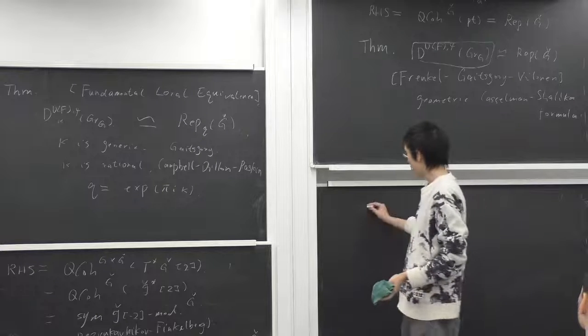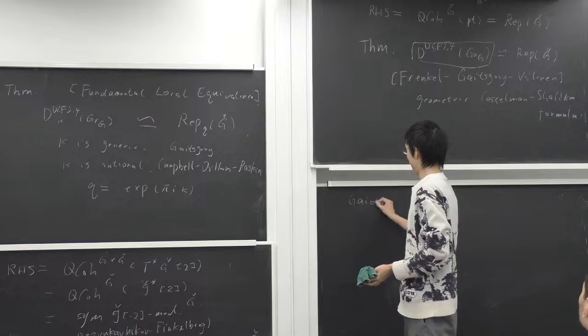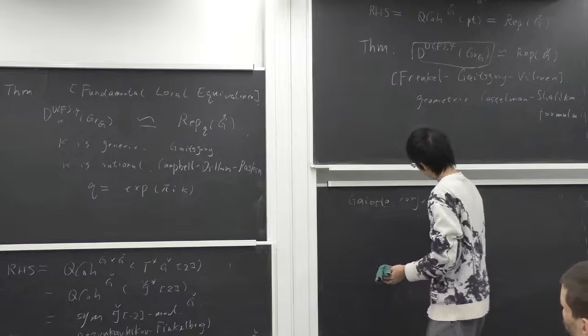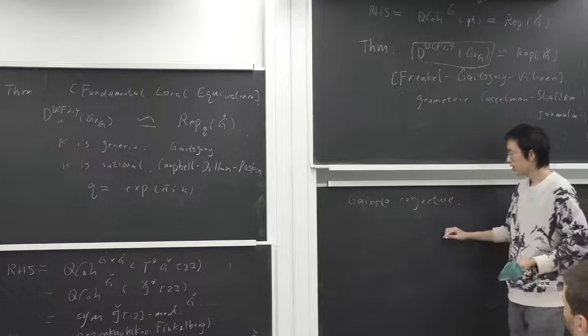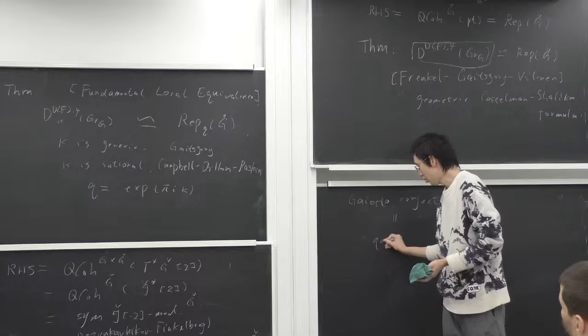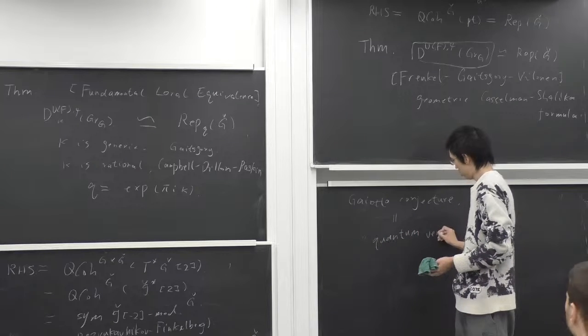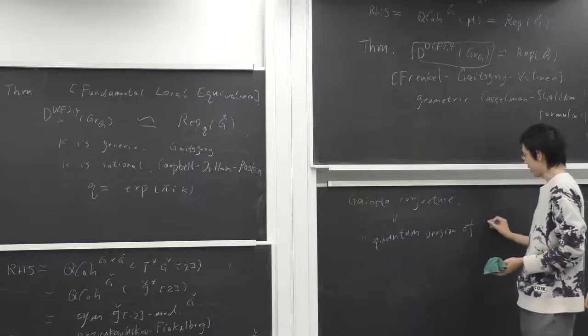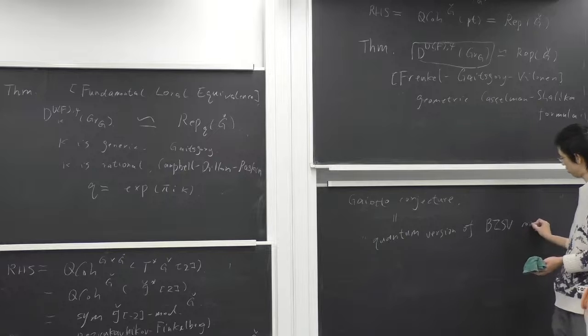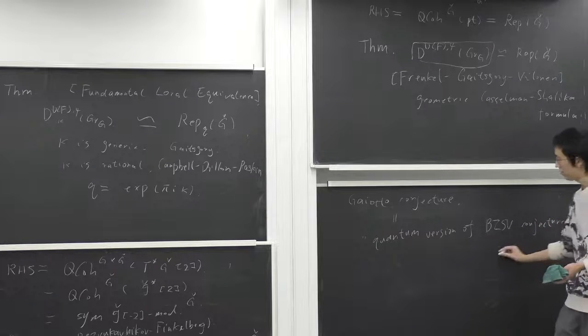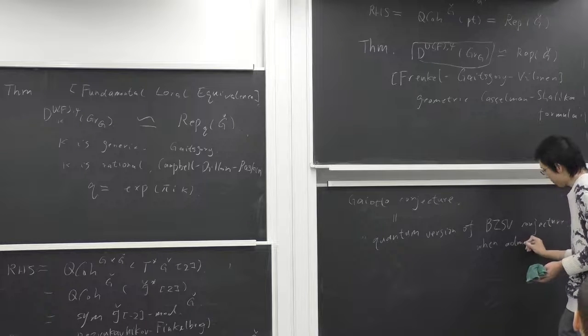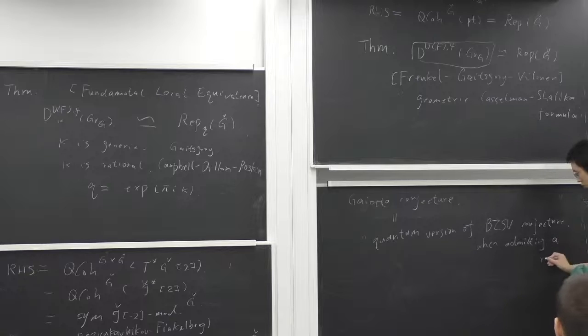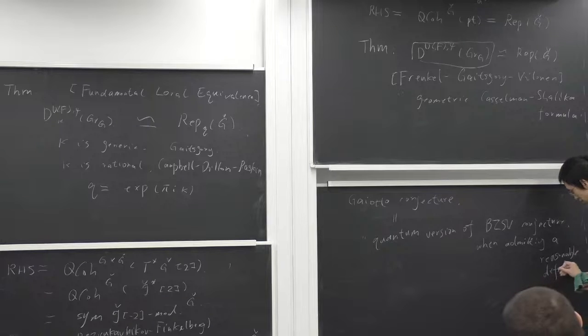So now we can go to the Gaiotto conjecture. The Gaiotto conjecture actually corresponds to the quantum version of a Ben-Zvi conjecture, when admitting a reasonable or good or meaningful deformation. So let us be more precise about what we mean here.